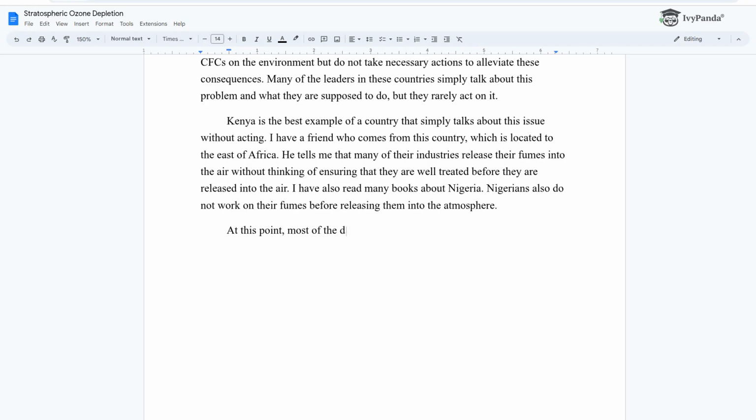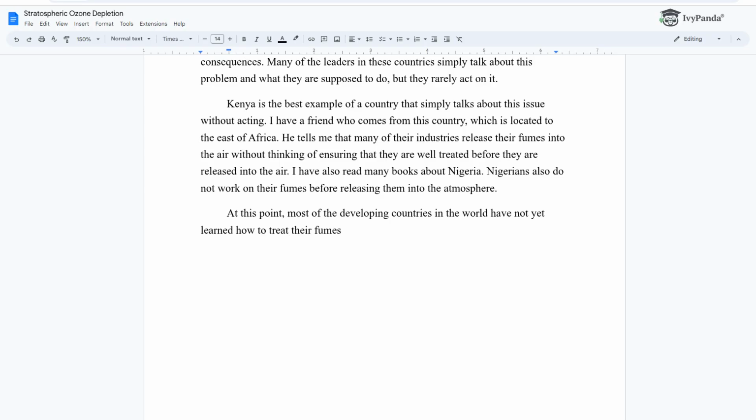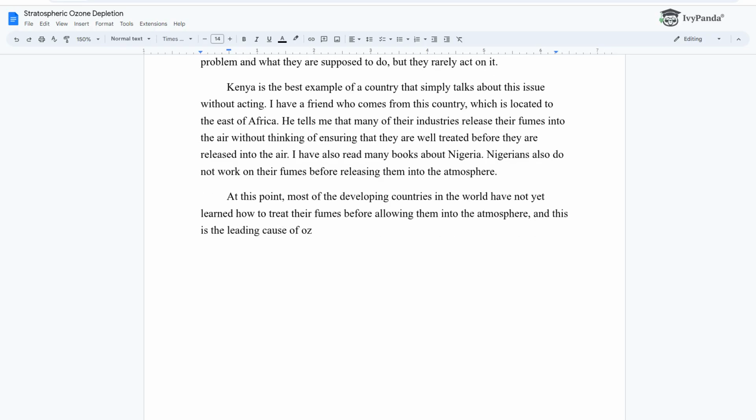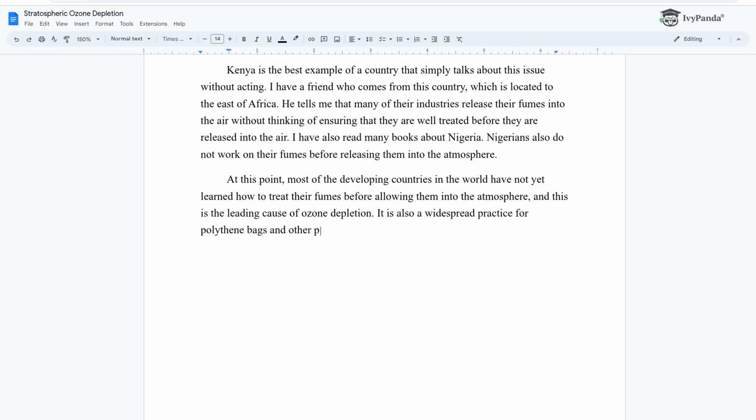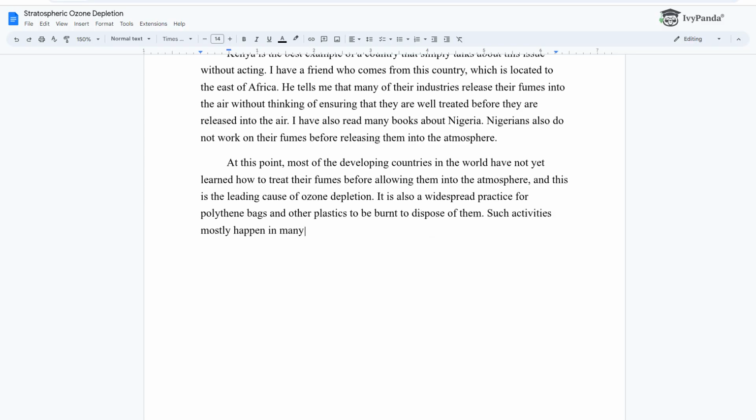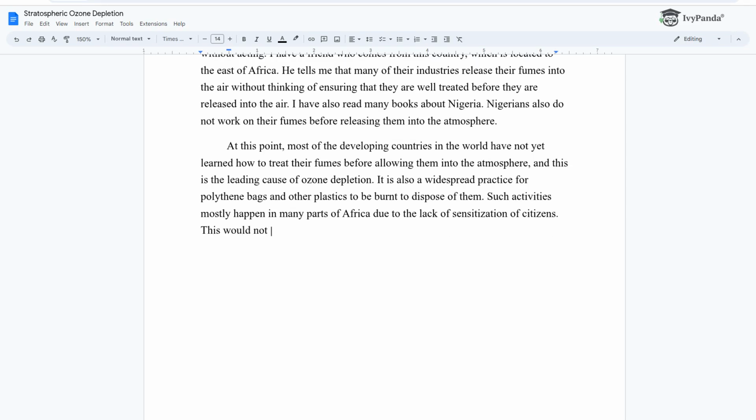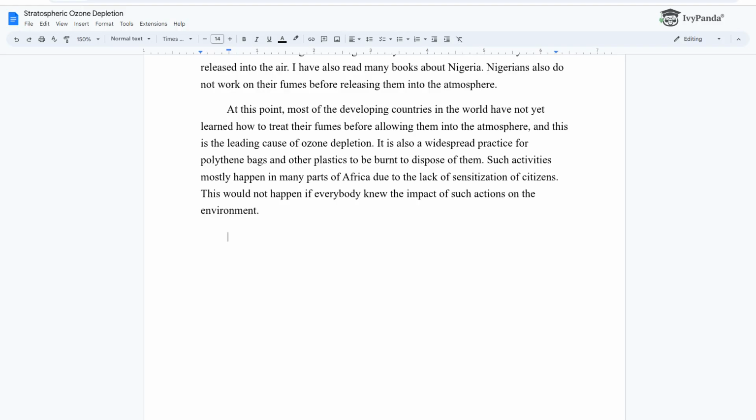At this point, most of the developing countries in the world have not yet learned how to treat their fumes before allowing them into the atmosphere, and this is the leading cause of ozone depletion. It is also a widespread practice for polythene bags and other plastics to be burnt to dispose of them. Such activities mostly happen in many parts of Africa due to the lack of sensitization of citizens. This would not happen if everybody knew the impact of such actions on the environment.